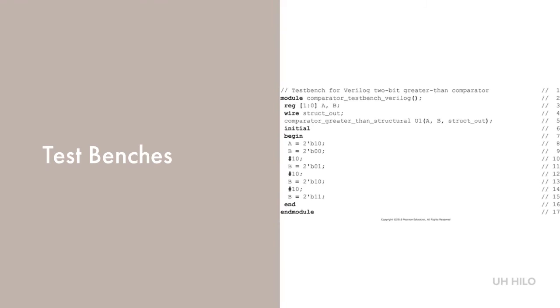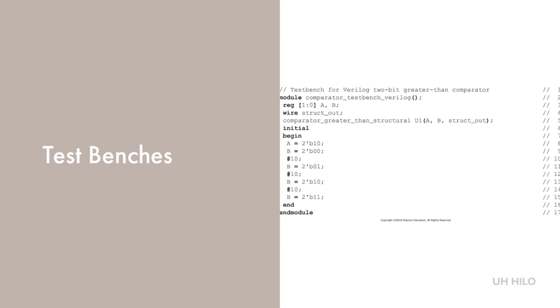After begin, we apply combinations of inputs to test the device under various conditions. This test is by no means complete, but does cover the 3 major conditions of A is less than B, A is equal to B, and A is greater than B. The other thing to note here is the use of the pound, which specifies a delay. In this case, our delay is 10 time units, and this gives us time to have the changes take effect.